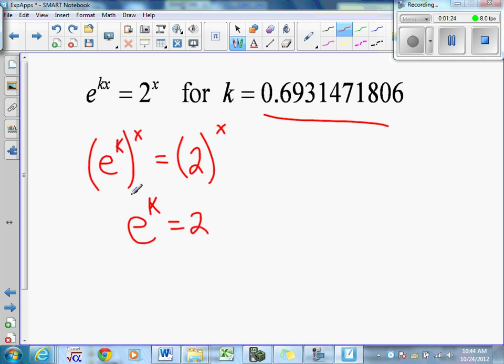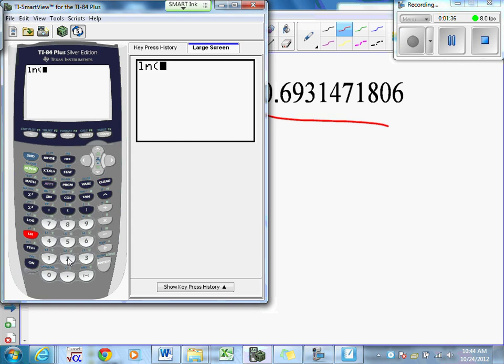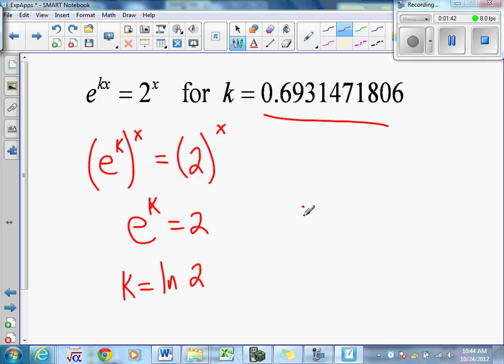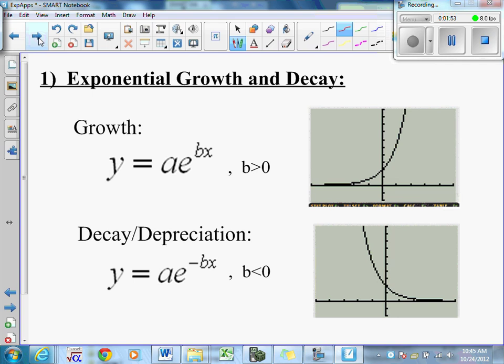Well, if we take this exponential equation and write it in logarithmic form, this would just be the natural log of 2. And if you put the natural log of 2 in a calculator, you get our answer. So you can see that we can change everything to base e by just converting it from base 2 or base 3 or anything else. So let's look at our first type of problem: exponential growth and decay. Our formula is a e^(bx), or a e^(-bx).